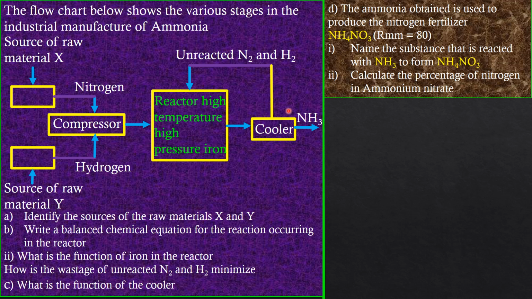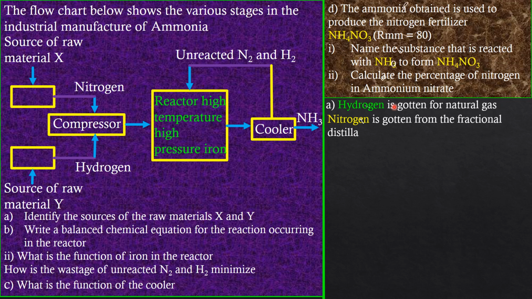Guys, let's start with Y, which is hydrogen. Hydrogen, friends, is simply gotten from natural gas, whereas nitrogen, friends, is simply gotten from the fractional distillation of liquid air. That's the source of nitrogen.